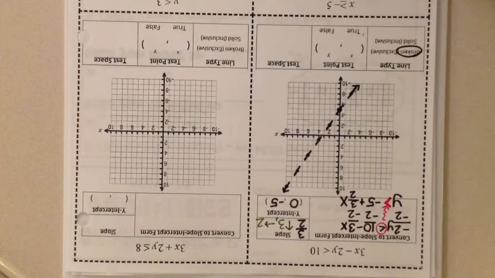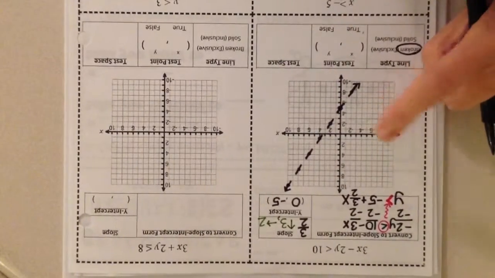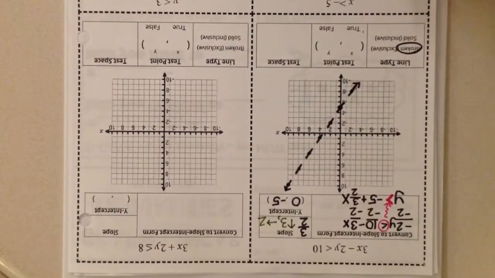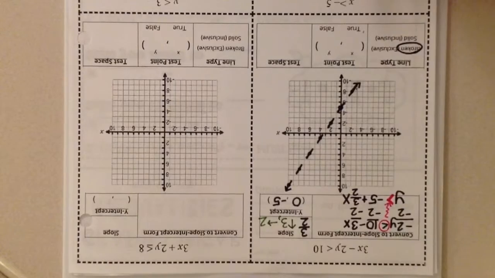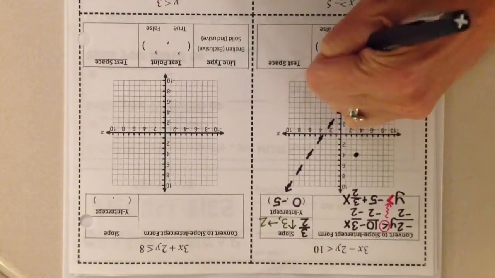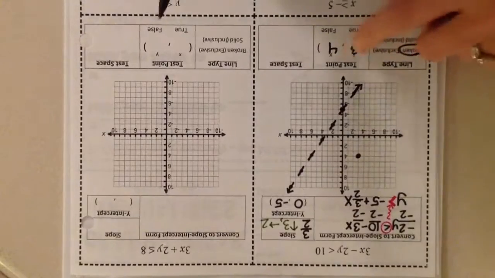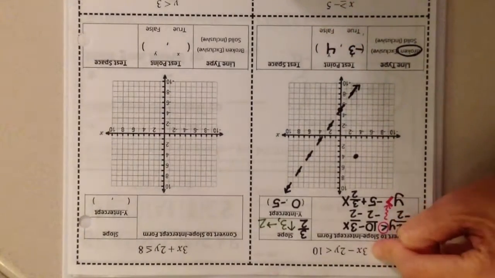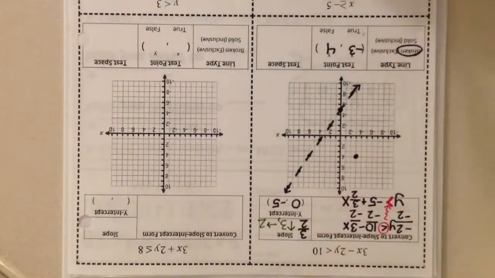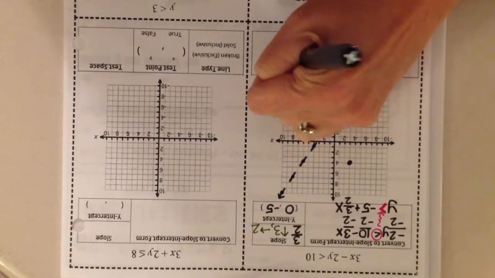All right, so now to figure out where I'm going to shade, I'm going to use a test point. I can pick any ordered pair I want on the coordinate plane as long as that point is not on my broken or solid line. So I'm going to pick the ordered pair -3, 4. Again, you can pick any input-output value pair you want. And what we're going to do is take our input and output values and plug them into the original. Now when you plug them into the original, you want to make sure you use the original inequality symbol. Do not use the one that's flipped if it flips. You want to keep everything with the original.